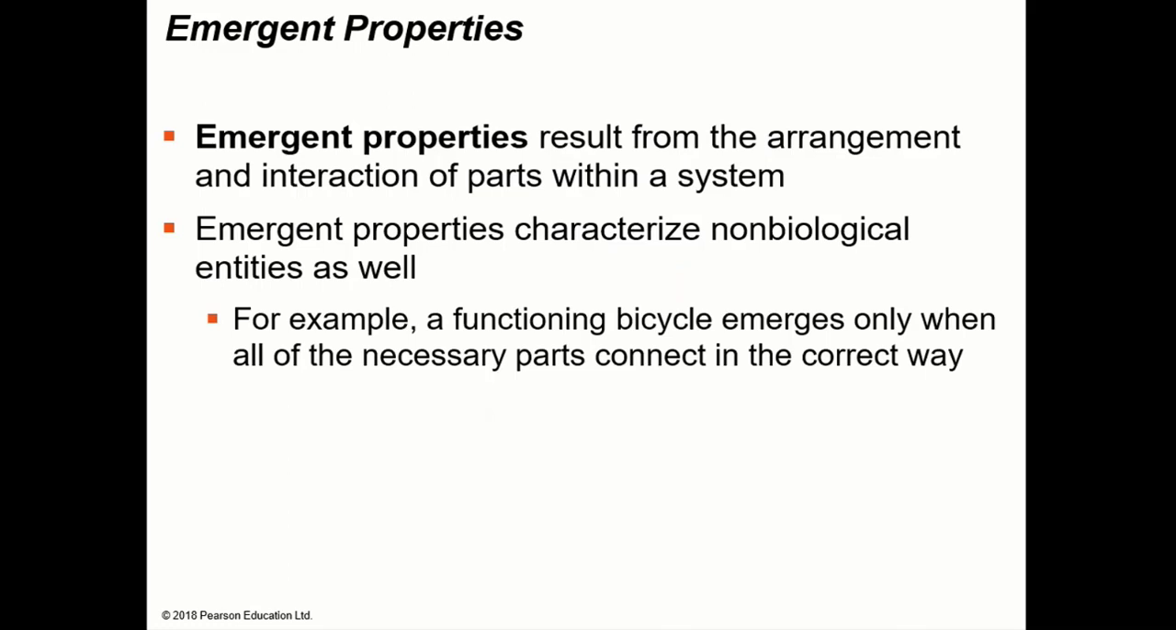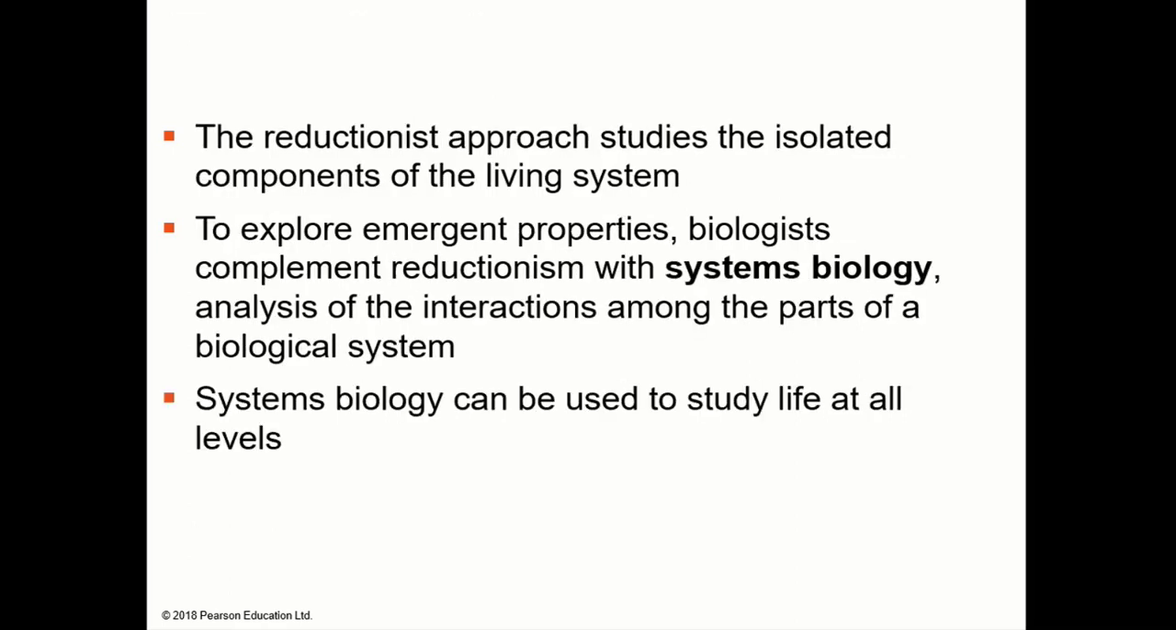Another concept is emergent properties, which are results of the arrangement of, or interaction between, parts within a system. Those properties are characterized by what they call non-biological entities. For example, you only have a functioning bicycle when all the necessary parts of it are connected in the correct way. The reductionist approach would therefore isolate the parts, but that doesn't capture the living concept. So to explore such properties, biologists complement reduction with analysis of the interactions among the parts of biological systems, so that these systems can be used to study life at those levels.